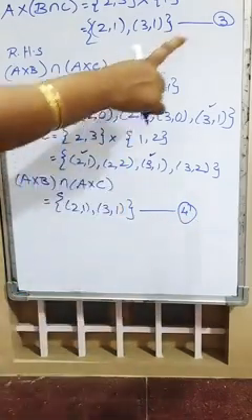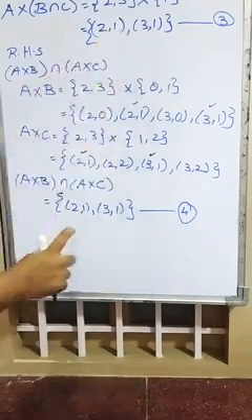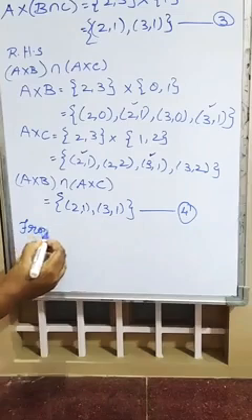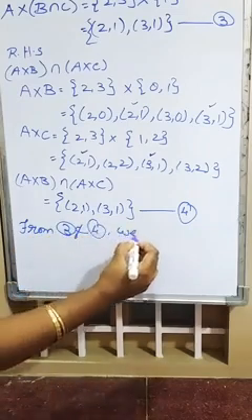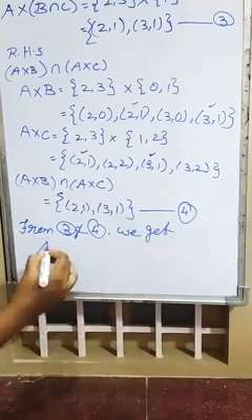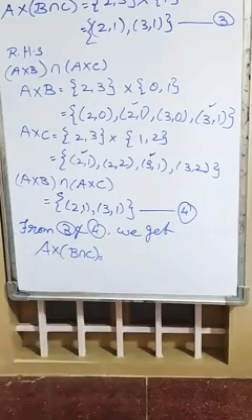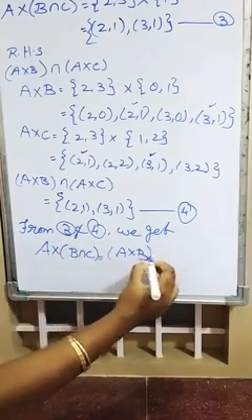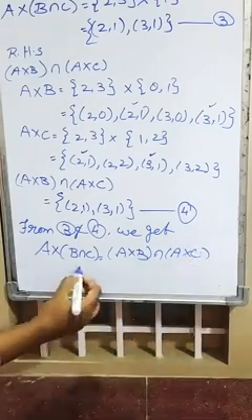Now check equation 3 and 4. Both elements are present. Therefore, from 3 and 4, we get A cross (B intersection C) is equal to (A cross B) intersection (A cross C). That's all.